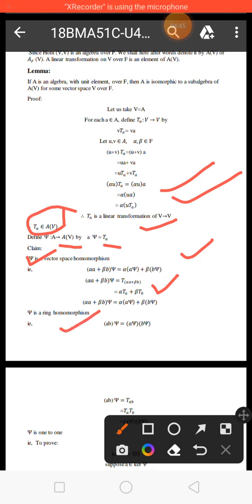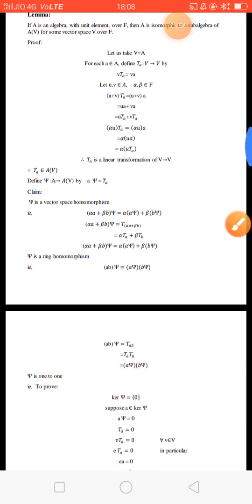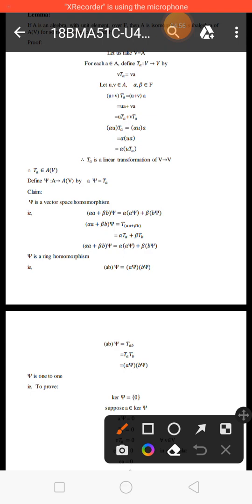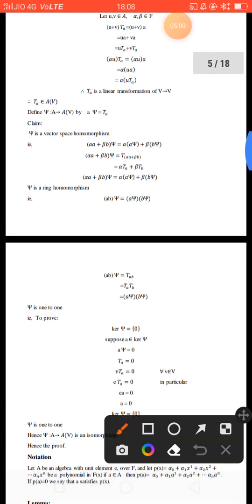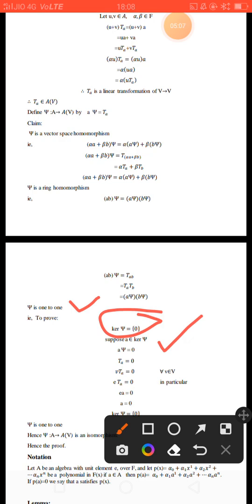Then our next claim is that ψ is a ring homomorphism. We can prove this by (ab)ψ = (aψ)(bψ), where (aψ)(bψ) means TaTb. Okay, then our next claim is that ψ is one-to-one. To prove kernel of ψ equals 0, suppose a belongs to the kernel of ψ.